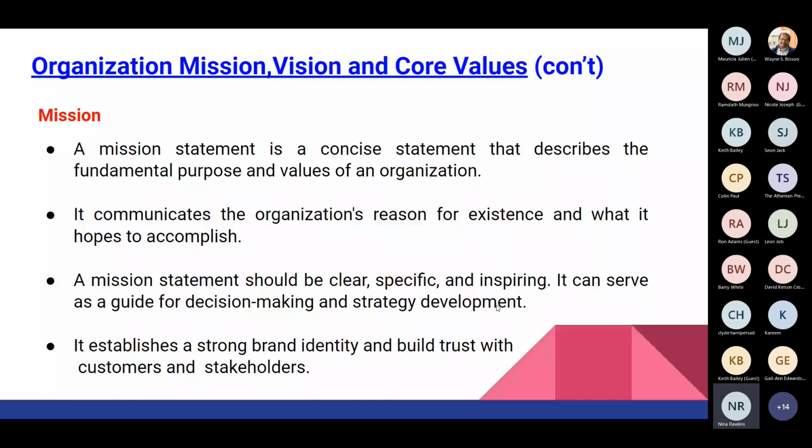At this slide, we look at the mission statement. What is the mission statement? I want to say that the mission statement is a concise statement that describes the fundamental purpose and values of an organization. It communicates the organization's reason for existence and what it hopes to accomplish. A mission statement should be clear, specific, and inspiring, and it can serve as a guide for decision-making and strategy development. It also establishes a strong brand identity and builds trust with customers and stakeholders.